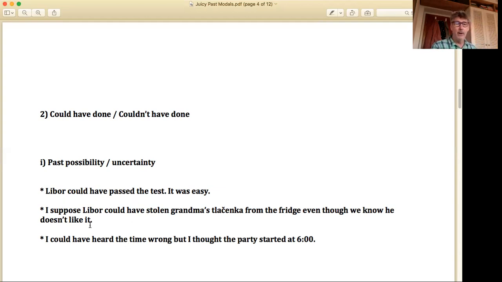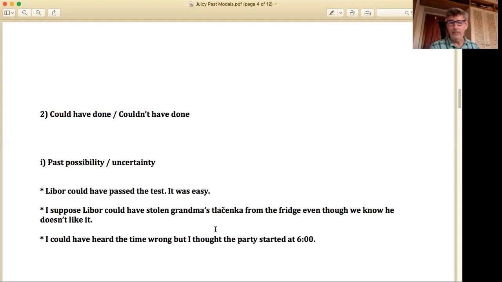And back to Libor and grandma, this is like past, something that was possible. There's a level of uncertainty here too. I suppose Libor could have stolen, okay, again, you need all of these to put it in the past, could have stolen grandma's Slachenka from the fridge.